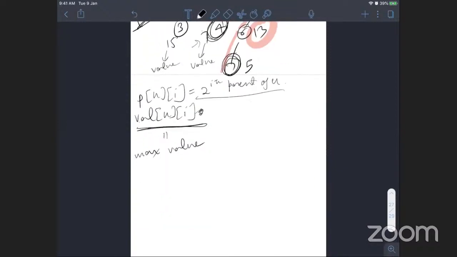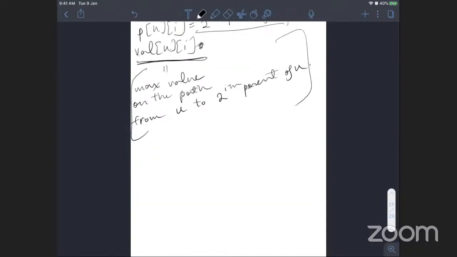I mean, node IDs are used here, obviously, but value[i] is different. value[i] denotes the max value on the path from u to the 2 to the power ith parent of u. This is a super important thing. Like that's the generic idea.